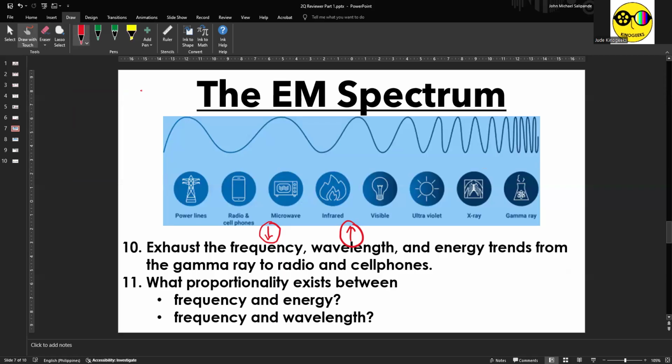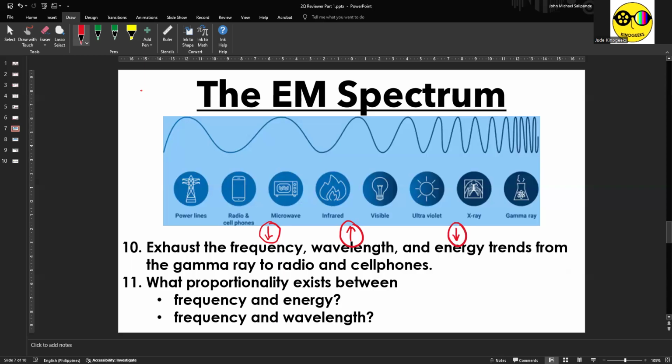On the other hand, for radio and cell phones, no matter how many times, no matter how prolonged your exposure to radio and cell phones, even if you sleep next to your cell phone, you will just end up fine because they're the safest radiation. So therefore, for energy, you have gamma that is most dangerous, and you have the radio that is the safest. So therefore, energy decreases.